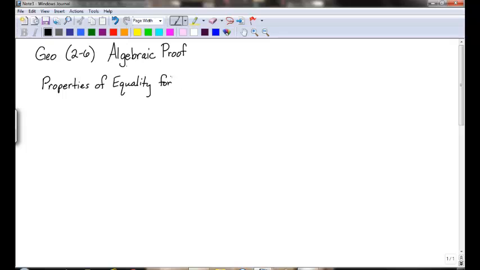For real numbers. And in the book, they use an italic R for real numbers. I always use a double bar R. Okay, when you see that, that stands for real numbers. Real numbers are everything on the number line. The irrationals, the rationals, everything.